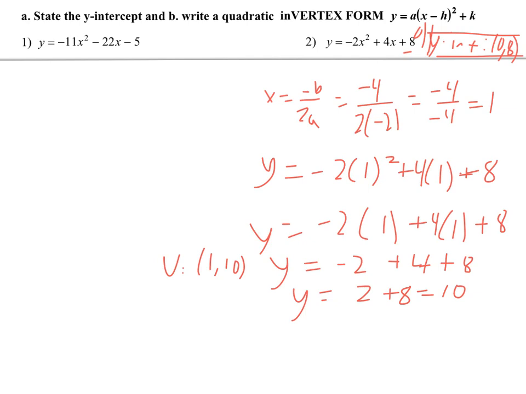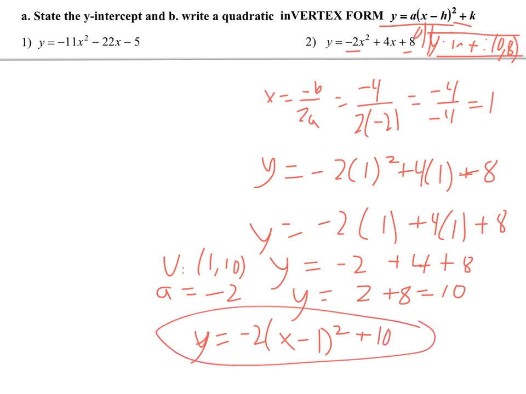And I also need to know, in order for me to write vertex form, what a is. The good news is a is the same as it was before, so it's going to be negative 2. So I'm just going to follow this form up here. And we'll write it as y equals, we know a is negative 2. And then I always switch the x value of the vertex, but keep the y value of the vertex to write it in vertex form.